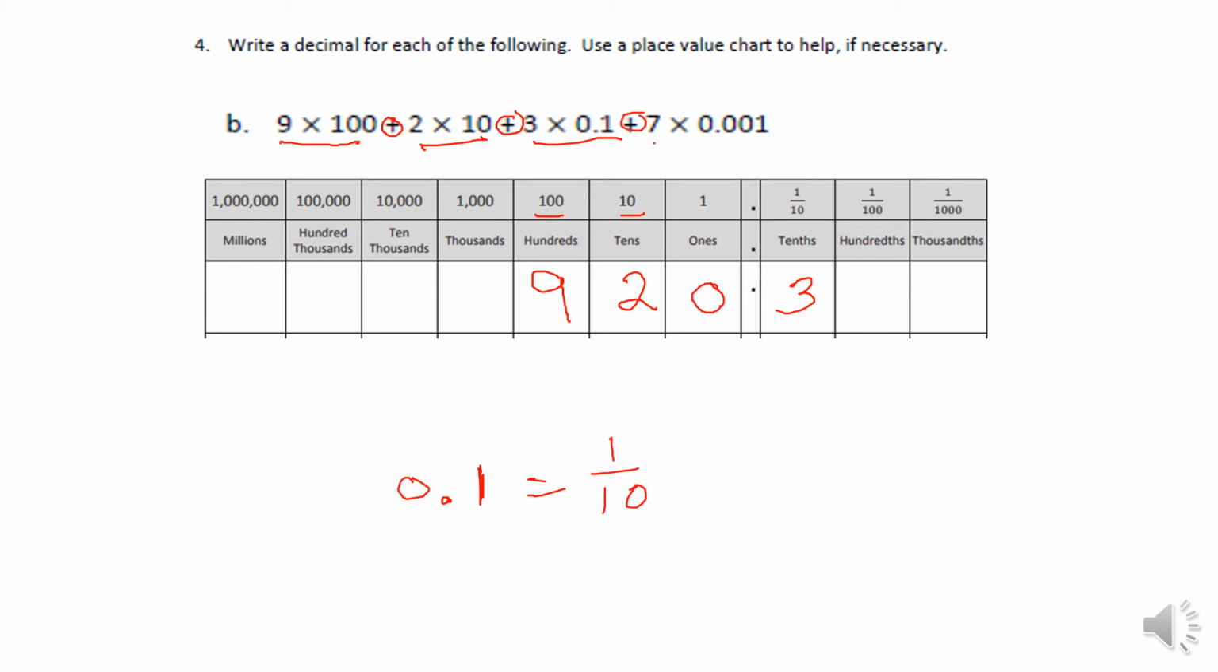Plus 7 times 1/1000ths. And we can tell this is 1/1000ths because if we look down here, it would go 0, 0, 0, 1. Okay, that's the thousandths place. And we're putting a 7 in that position. Once again, there were no hundredths, so they didn't list it in the expanded form. So we have to put a placeholder in there of a 0.